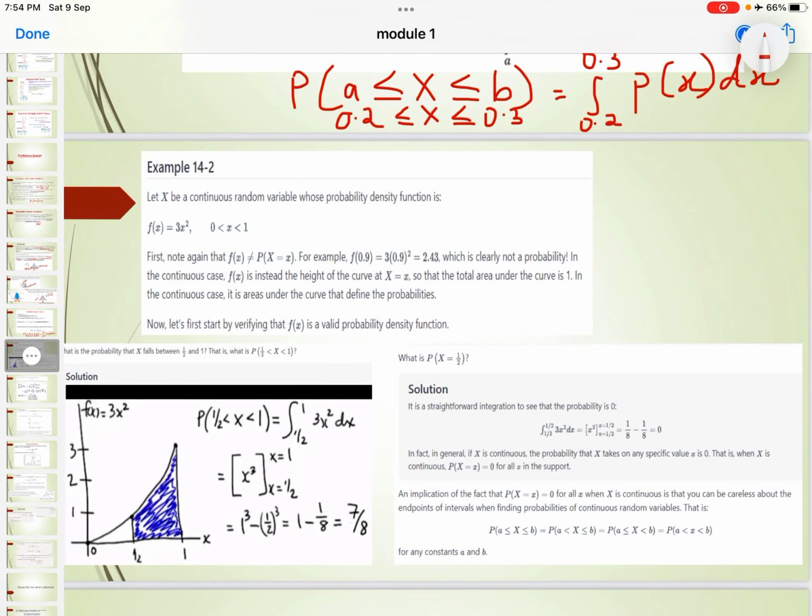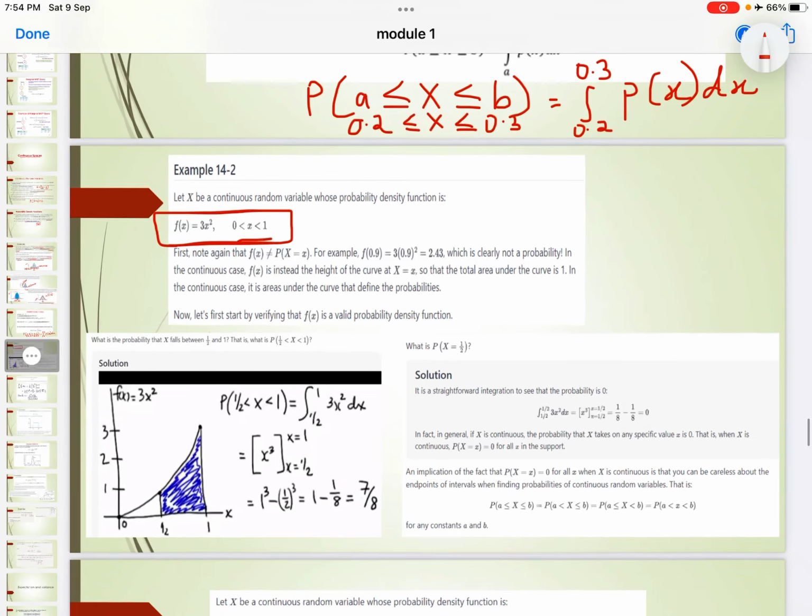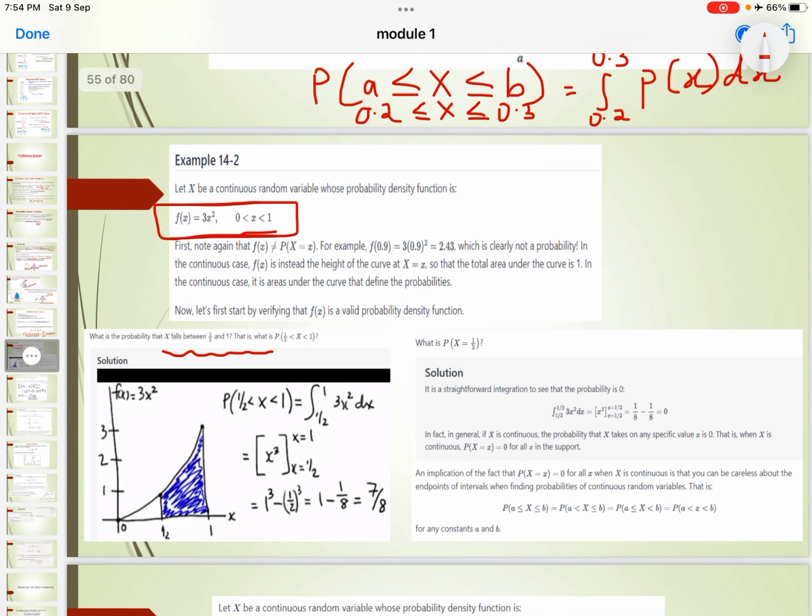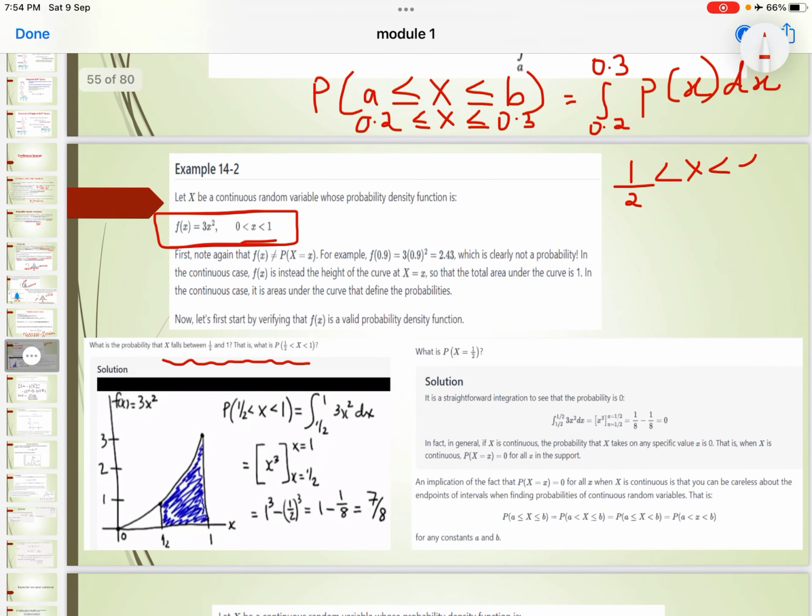Let's see this example. Let x be a continuous random variable whose probability density function f of x is 3x square, for 0 less than x less than 1. So you have been given this. What you have been told? What is the probability that x falls between 1 by 2 and 1? How will you solve this?